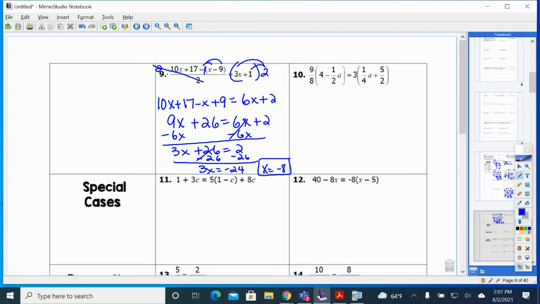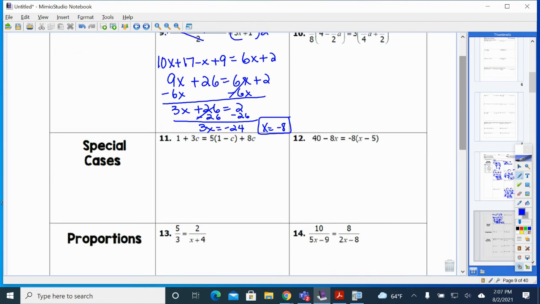All right, we want to talk about special cases. So with special cases, your variables are going to subtract out. And you're going to be left with either a true statement, which means our answer is all reals, or a false statement, which means our answer is no solution, meaning nothing works. So let's look at both 11 and 12.